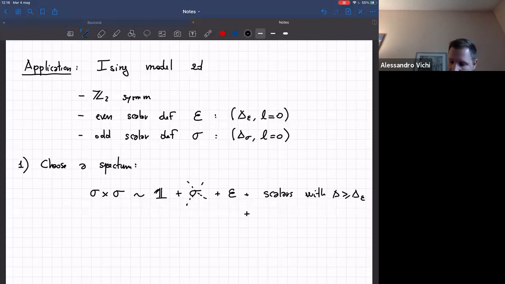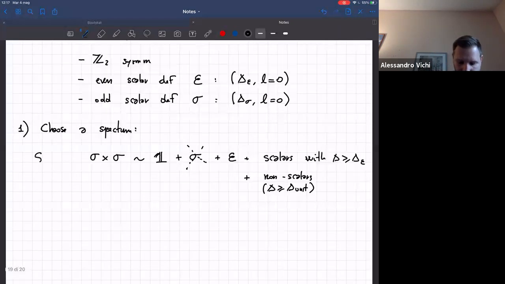And then there are non-scalar operators, which I do not specify anything about. So the only thing that I know about these is that they satisfy unitarity. So delta will be larger than delta unitarity, which for this case is l, okay, for any l.